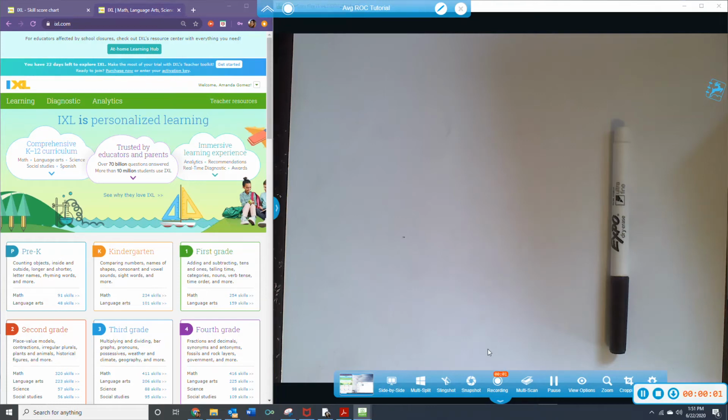Okay, so some of you guys were having issues. I see a lot of y'all actually weren't able to get to your average rate of change. So I wanted to go ahead and go through that right now. If you take a look on the left hand of the screen, I went ahead and logged into IXL.